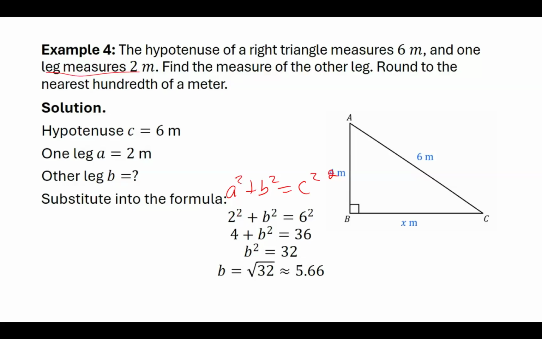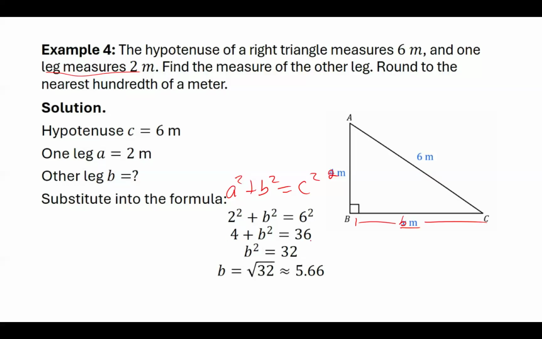And then when you square it, you get the 4. So 2 squared is actually 4. And then B is, I call it X over here. That's what we don't know. We want to find that value. We know that the diagonal or the hypotenuse is 6. So 2 squared is 4 plus B squared, which I don't know, so I'm going to leave it as a variable. 6 squared is 36. And then solve for B.